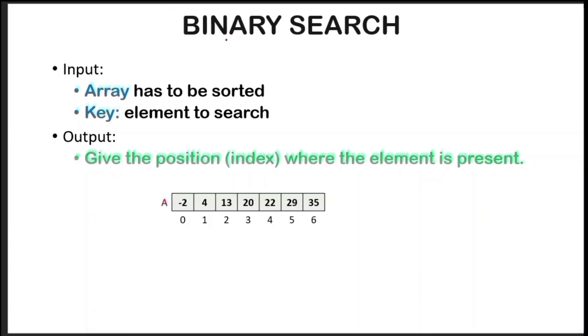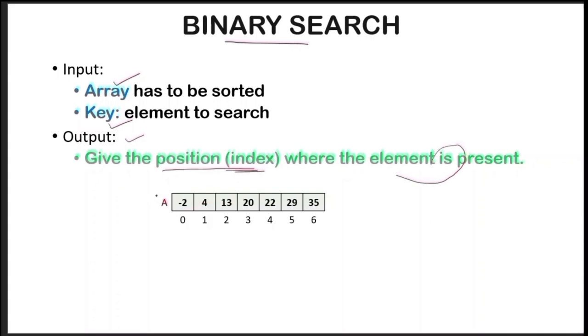In this video, we will see what is binary search and how it works. For binary search, we need two things. First is the array and second is the element that we want to search in the array. The output of binary search is the position or the index where that element is present.